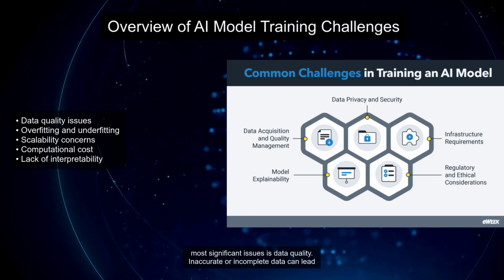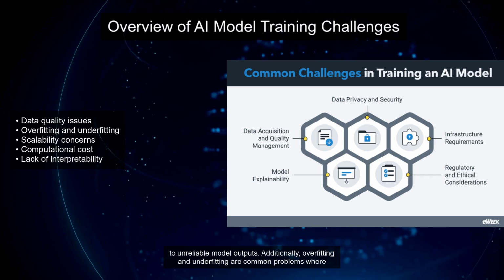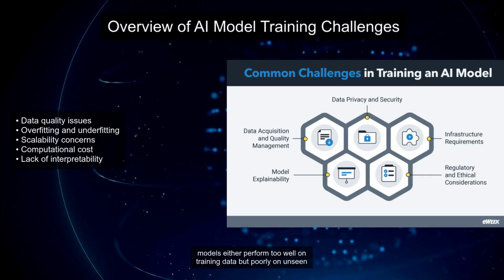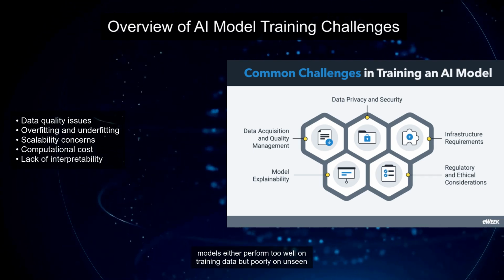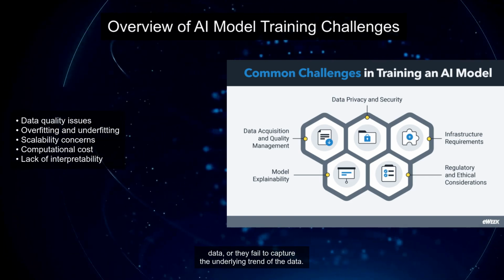One of the most significant issues is data quality. Inaccurate or incomplete data can lead to unreliable model outputs. Additionally, overfitting and underfitting are common problems where models either perform too well on training data but poorly on unseen data, or they fail to capture the underlying trend of the data.